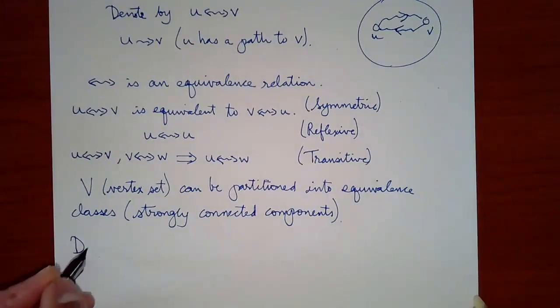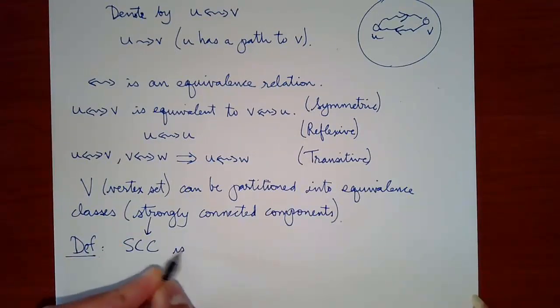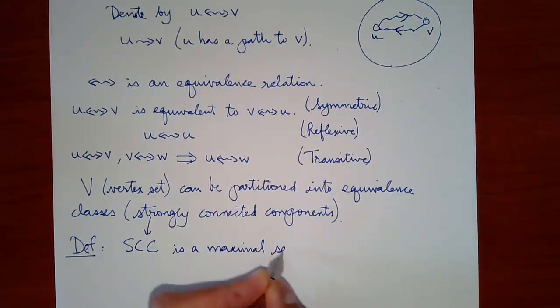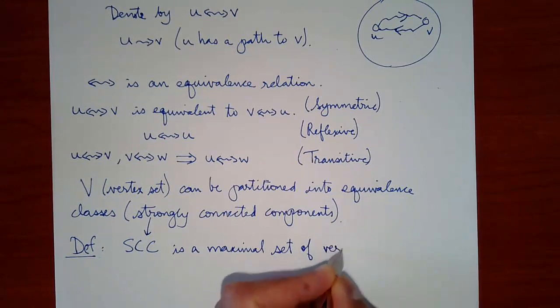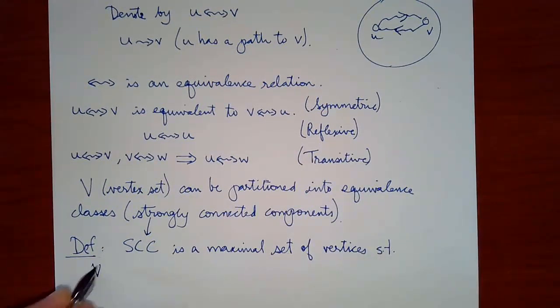So I can define this directly. I'll call it an SCC: a maximal set of vertices such that for all U, V in the set, U is strongly connected to V.